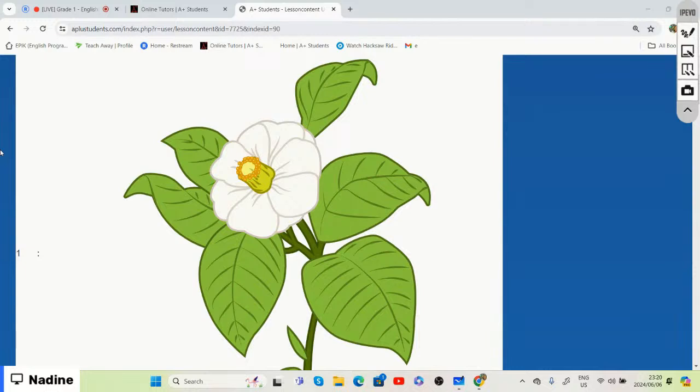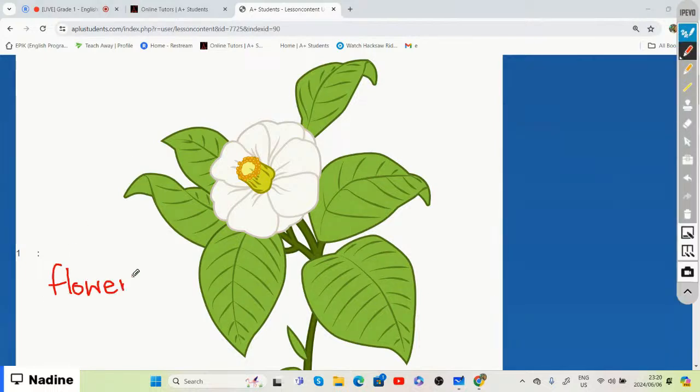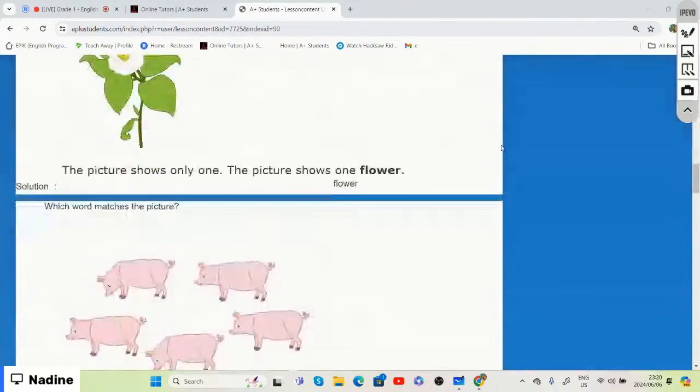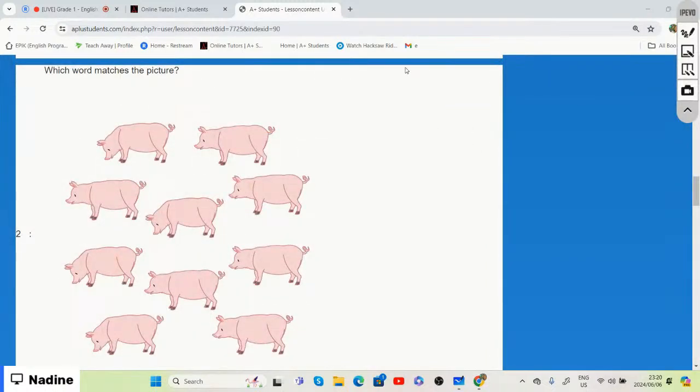All right, and if we look at that picture, then we can say it is a flower. Only one flower. It's one flower. If there was more than one flower, then we would have added an S to that word by saying flowers. But we only see that there's one flower, there isn't more than one flower. All right, so now we need to look at the picture, and which word matches the picture?